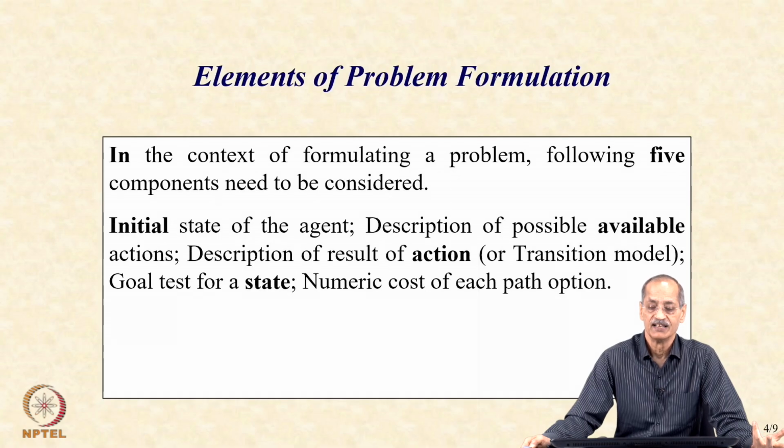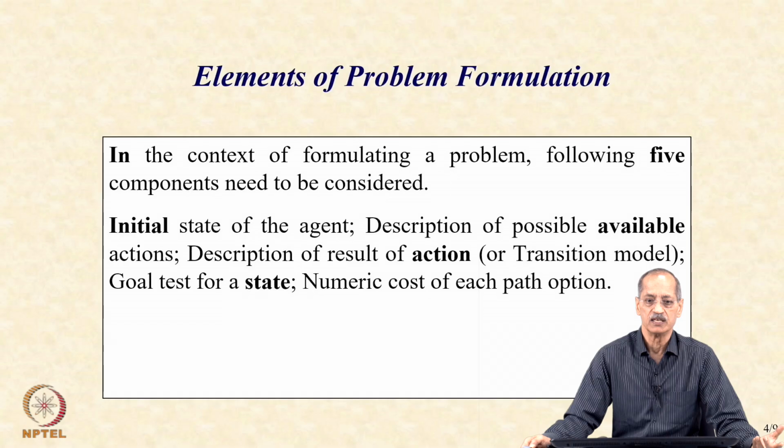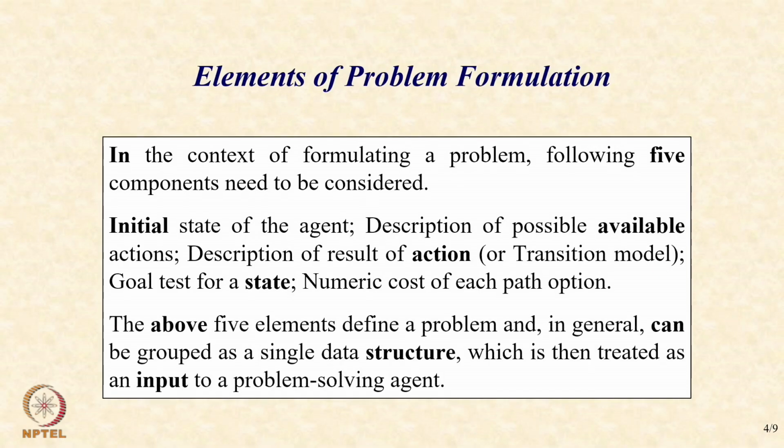It is almost like saying that if you want to go from point A to point B, what are the possible actions, which means what are the possible driving directions that you can take. If I go in a particular direction, what would happen, and how do I know that I have reached a destination, and how long would it take to go through each of those paths. So, this is highly intuitive, and you will find that these 5 elements define a problem, and in general they can be grouped as a single data structure, which is then treated as an input to the problem solving agent.